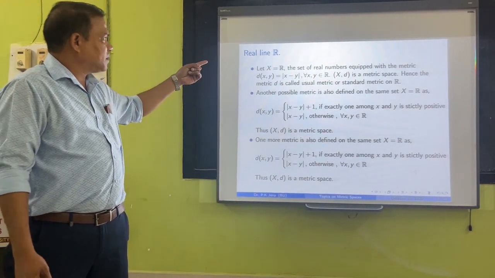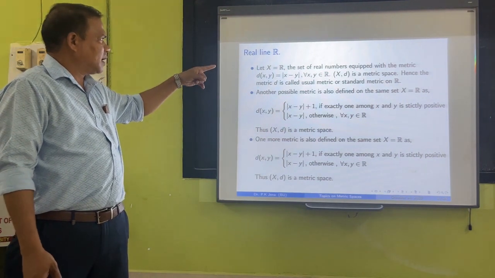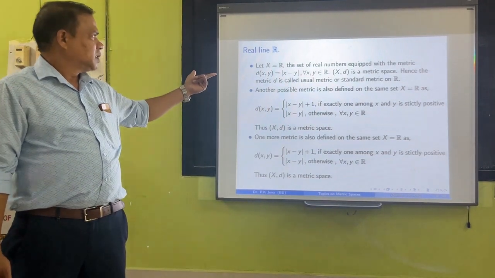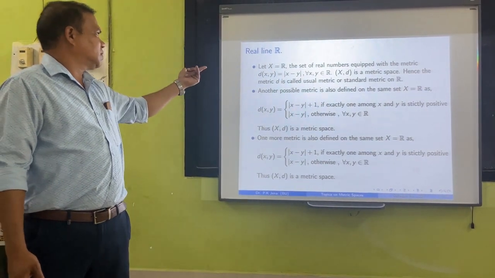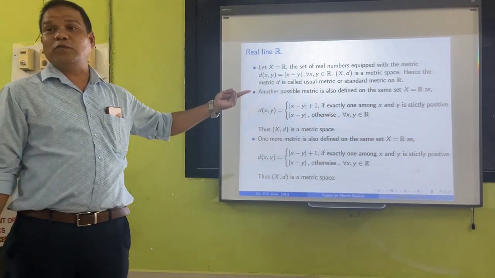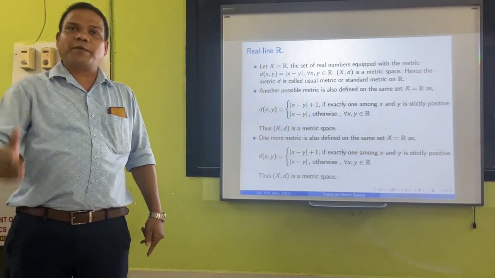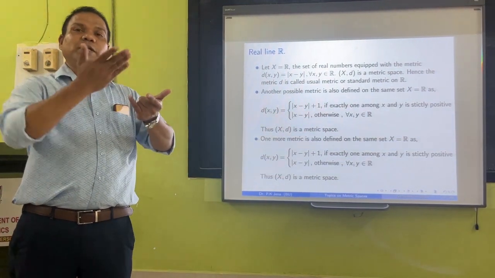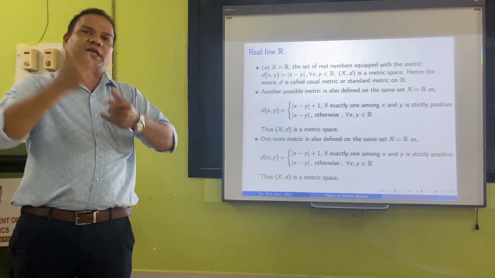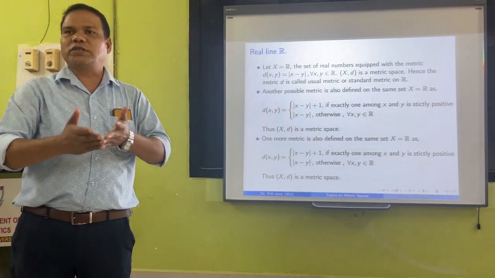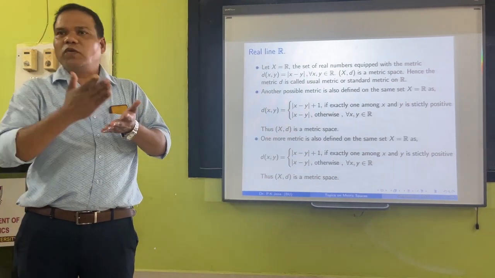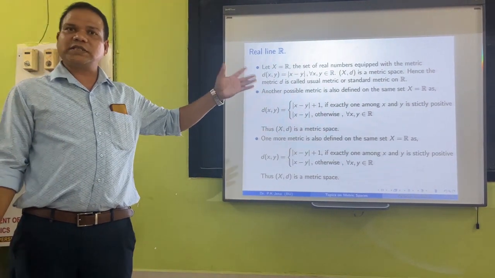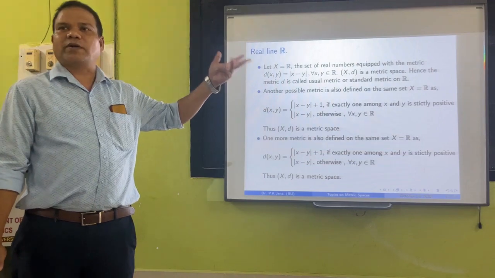Let X be a non-empty set, which we denote as R, the set of real numbers. We equip it with the metric d(x, y) equal to the modulus of x minus y. It is a metric on R. It is very trivial to check whether it satisfies the four properties or not. Since modulus is there, it is greater than or equal to 0. Suppose d(x, y) is equal to 0 if and only if x is equal to y; we have to check. d(x, y) means |x minus y| equal to 0, which implies that x is equal to y. If x is equal to y, then also d(x, y) is equal to 0. Both are satisfied.